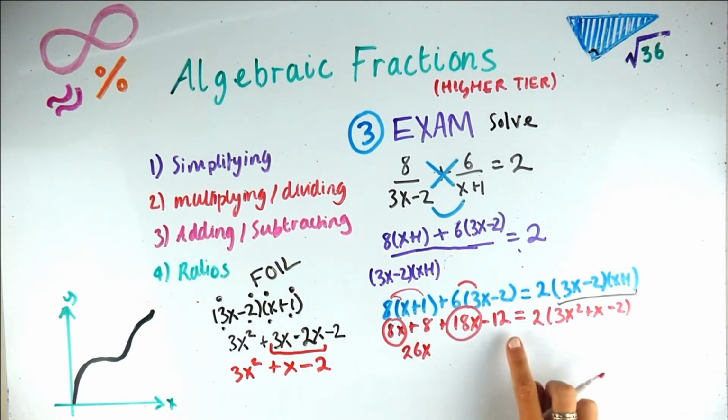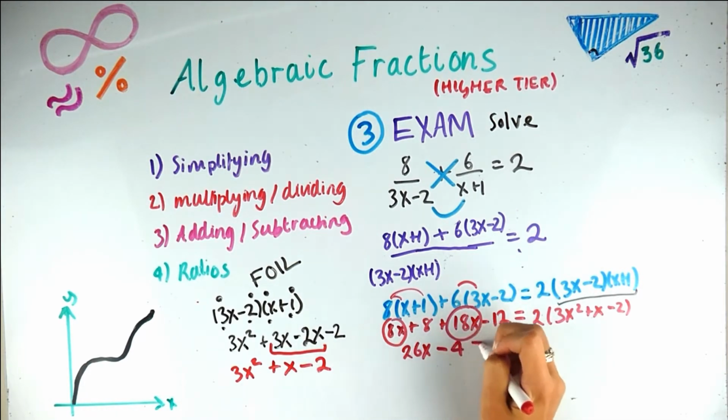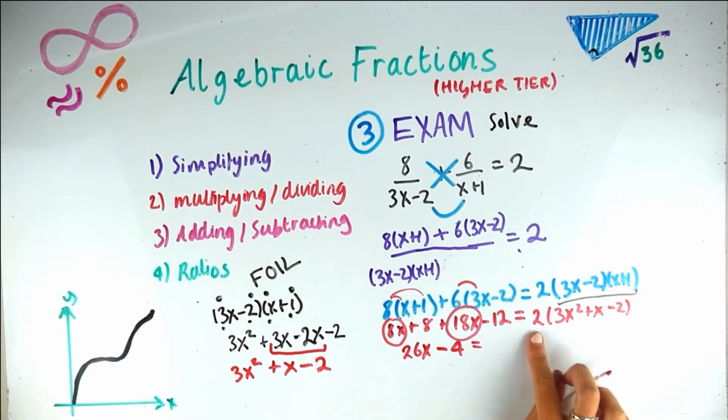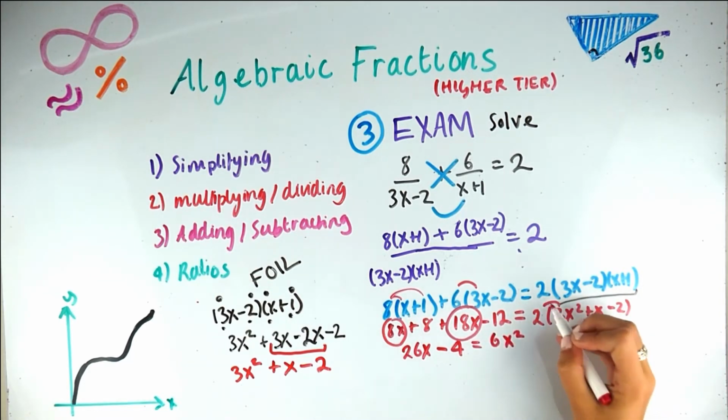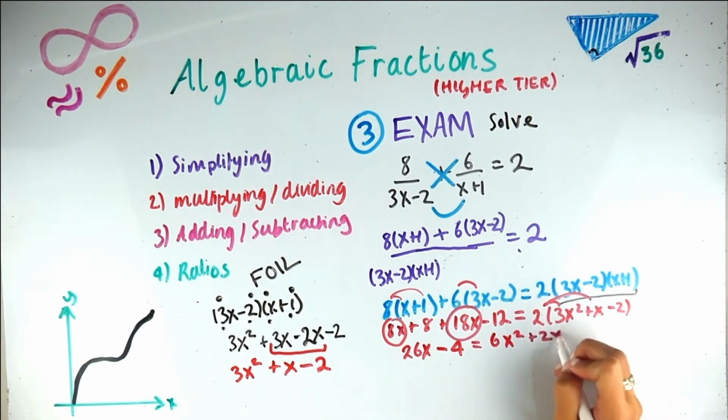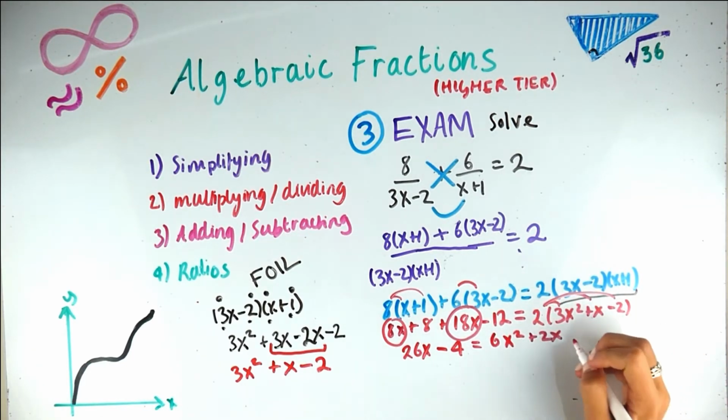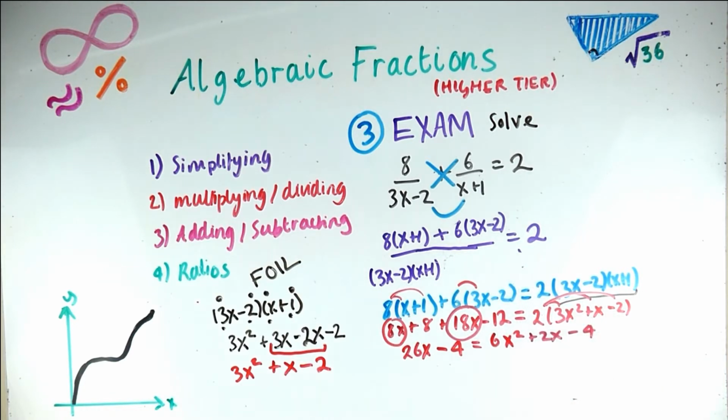Then we have 8 take away 12, which is minus 4. And then on this side, we have 2 times this term, so that's 6x squared, 2 times this term plus 2x, and 2 times the last term, 2 times minus 2 is minus 4.